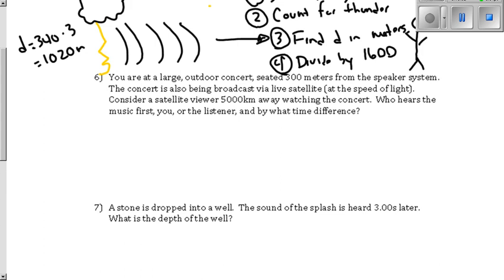For question 6, we're at a large outdoor concert. We are seated 300 meters away from the speaker system. It's also being broadcast via satellite at the speed of light, and that person is 5,000 kilometers away from the concert. Who hears it first?